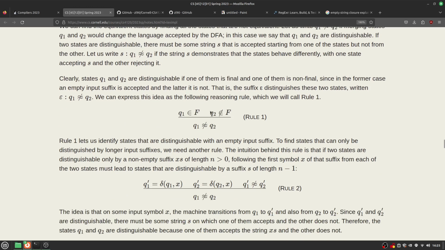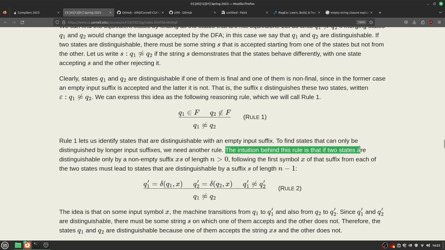If Q1 is in the set F and Q2 is not in the final set, then Q1 and Q2 are not equivalent. Rule 1 lets us identify states that are distinguishable with an empty input suffix. To find states that can only be distinguished by longer input suffixes, we need another rule.